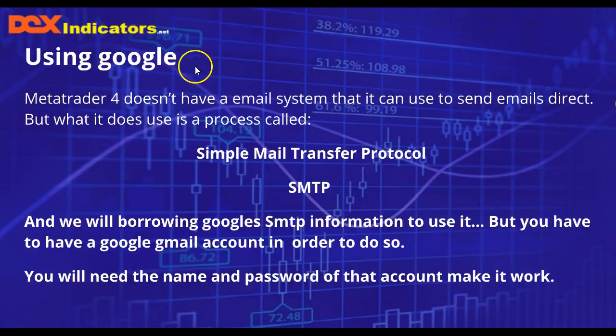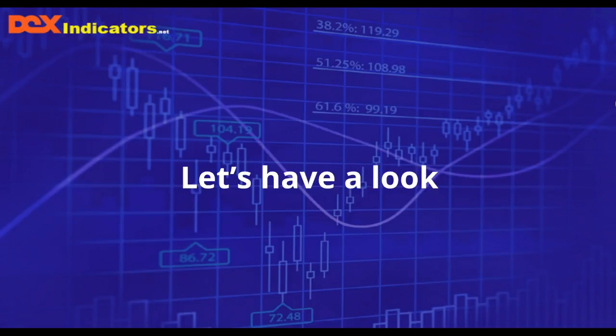Now also, when I'm setting it up, my preference is using Google. Metatrader 4 does not have an email system that it can use to send emails directly, okay? But it does have a process called Simple Mail Transfer Protocol, SMTP, and you'll see this in the setup process here. We'll be borrowing Google's SMTP information to use it, but you have to have a Google Gmail account in order to do so. Out of that Gmail account, you will need just two things: the name of the email and the password to that account to make it all work. Let's go have a look.